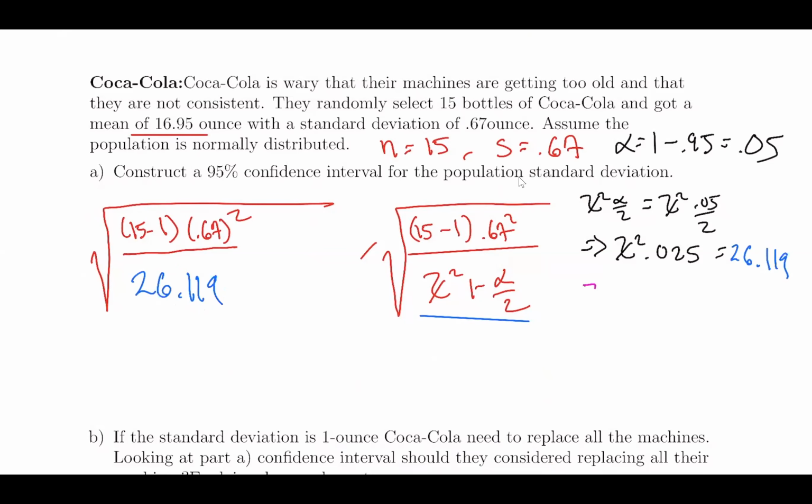So if we're looking for chi-square of 1 minus alpha divided by 2, that's pretty much equal to chi-square of 1 minus 0.025. And if you do 1 minus 0.025, that should give you 0.975. So right now we want to look for chi-square of 0.975, and we also want to look for degrees of freedom of 14. Any question on how I got chi-square of 0.975?